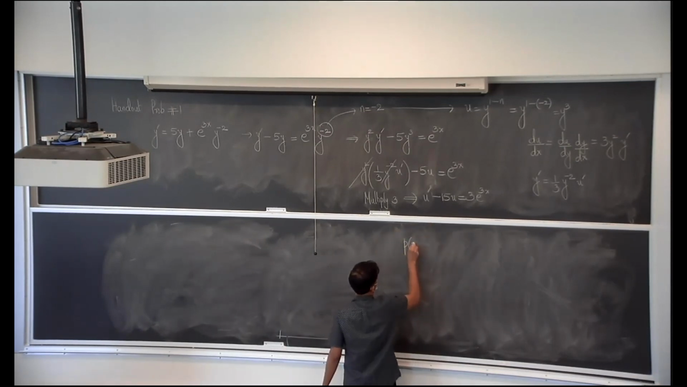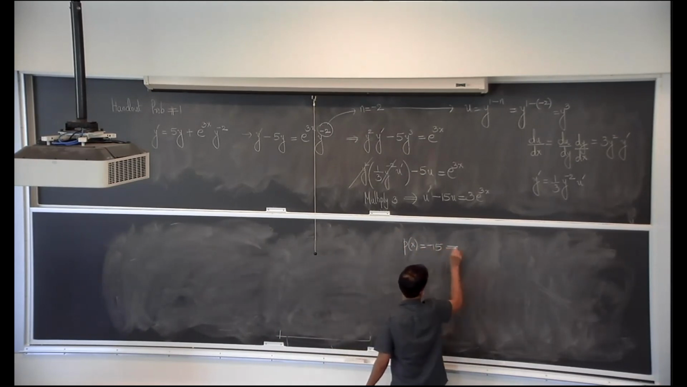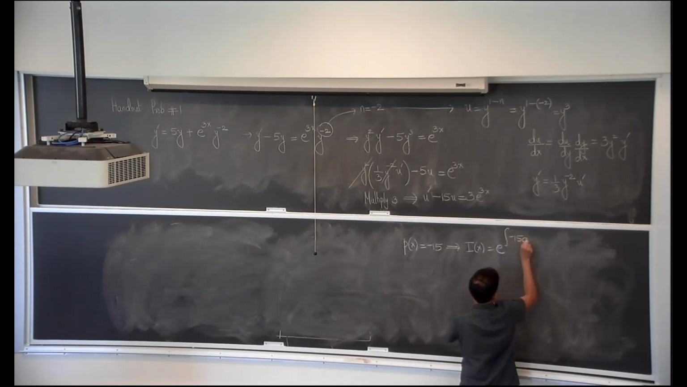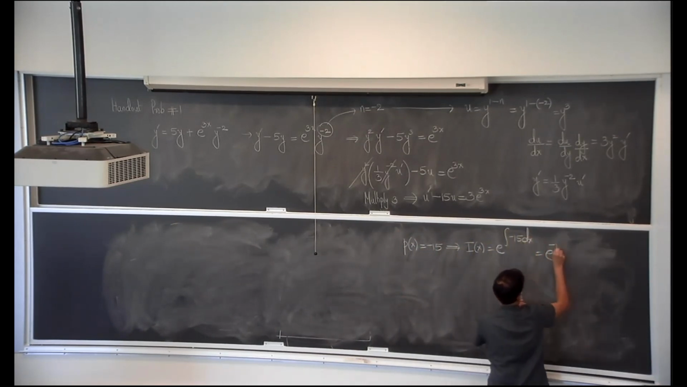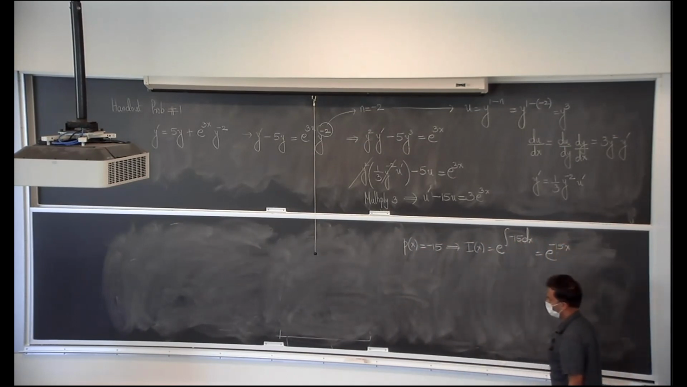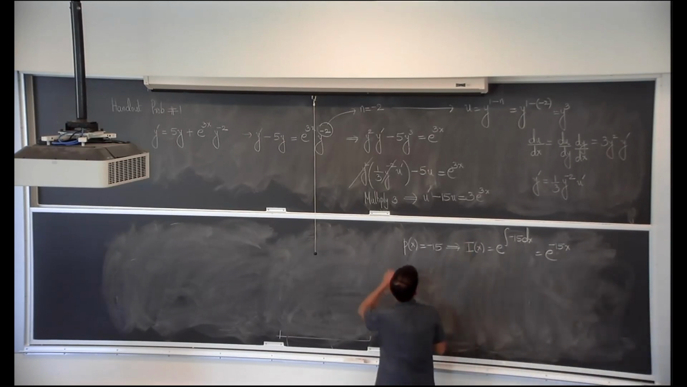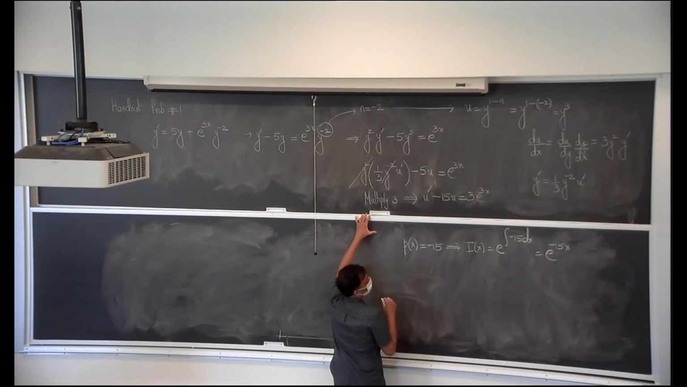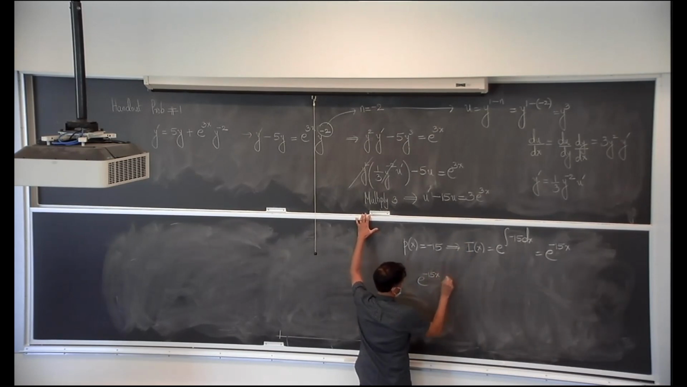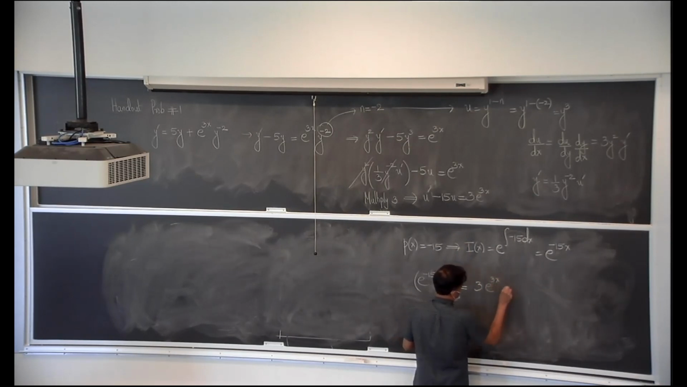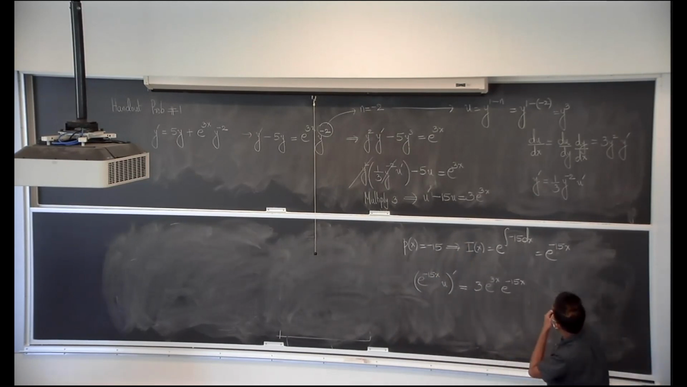Since p of x is -15, the integrating factor is just e to the power of the integral of -15 dx, which is e to the power of -15x. Okay. Nothing complicated there. So it's going to be e to the power of -15x times u prime equal to 3 times e to the power of 3x times e to the power of -15x.